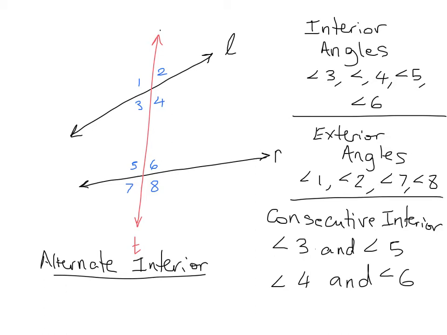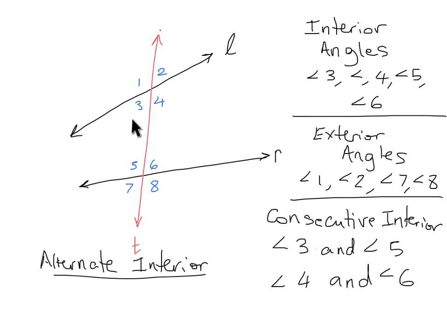So there's a lot going on here. So what does that mean? So we know that they have to be on opposite sides of the transversal. So this is the left side of the transversal. This is the right side of the transversal. So it has to be on opposite sides.